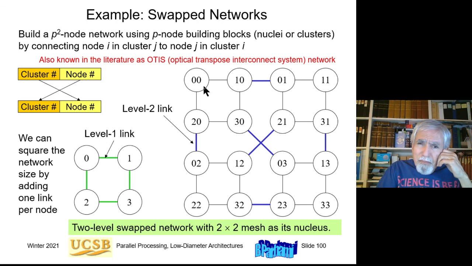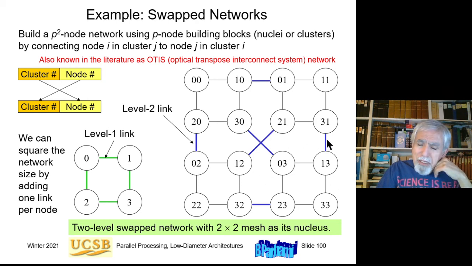Then label each node within the cluster. So node 0, node 1, node 2, node 3 within this cluster. And this is cluster 0, so the second digit there is the cluster number. So node 0 of cluster 0, node 1 of cluster 0, node 2 of cluster 0, and node 3 of cluster 0. Similarly, this is cluster 1, this is cluster 2, and this is cluster 3.